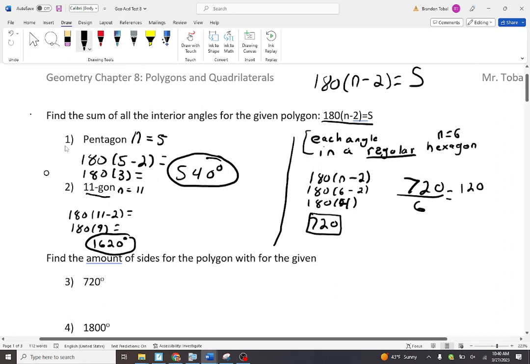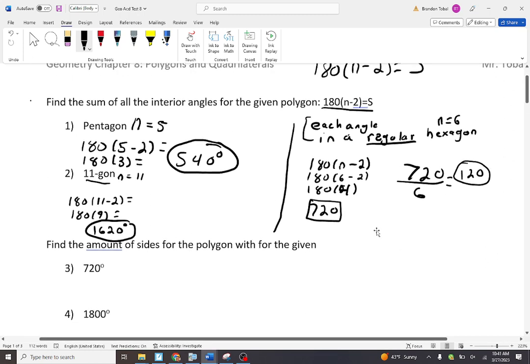Is there another step? No, because 120 is each angle, like each corner. And there are 6 corners, which makes 720. You already found the number. So 120 is your final answer. Okay.